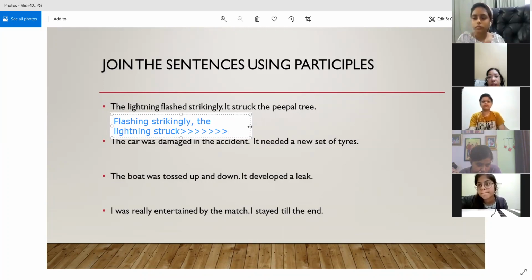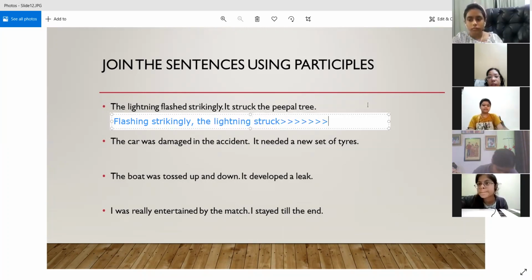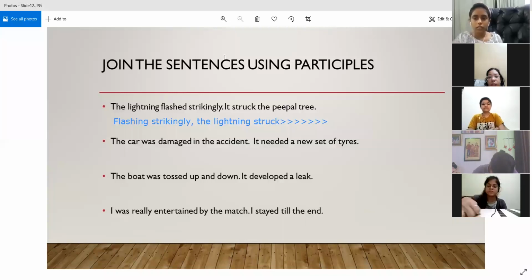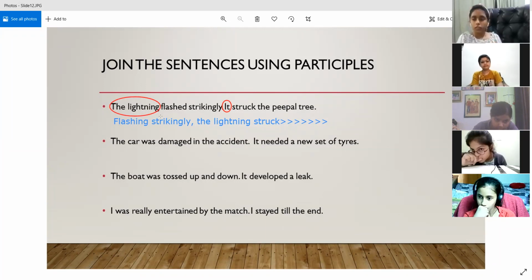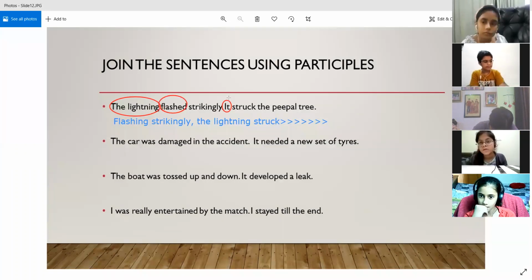Okay. So over here, you can see the same thing is being talked about. First of all, we see that lightning is present, and lightning is doing both the things. First, it flashed strikingly and it struck the people tree. Of the two verbs present, flashed and struck, we have chosen one of the verbs to start with. Flashing strikingly, the lightning struck the people tree. So this is how we have joined the sentence.